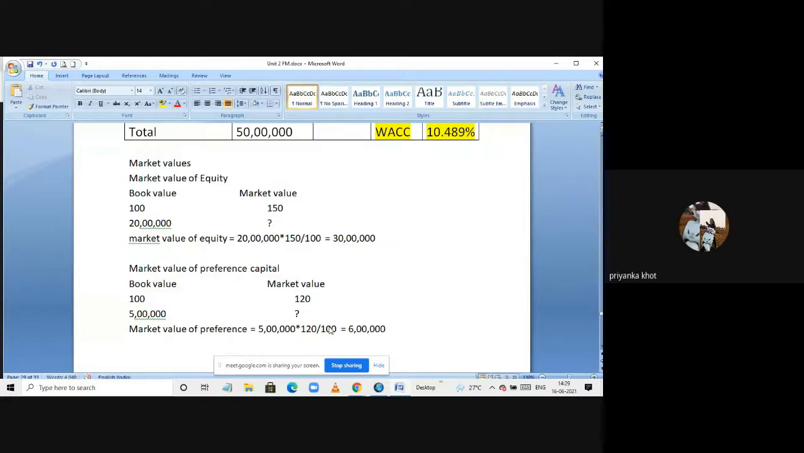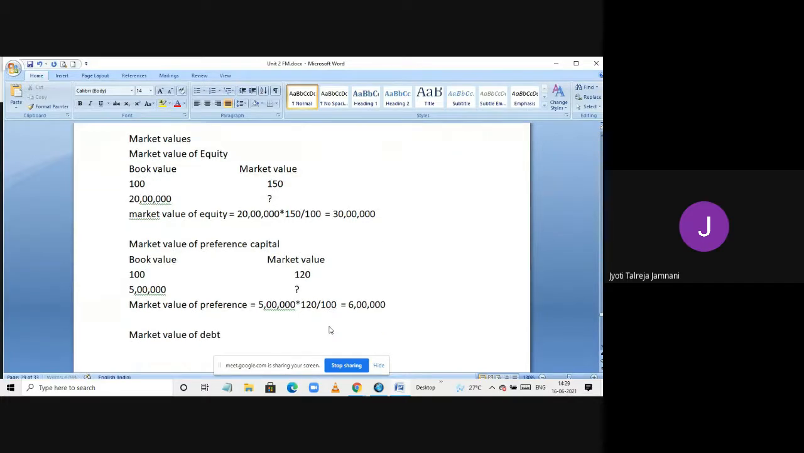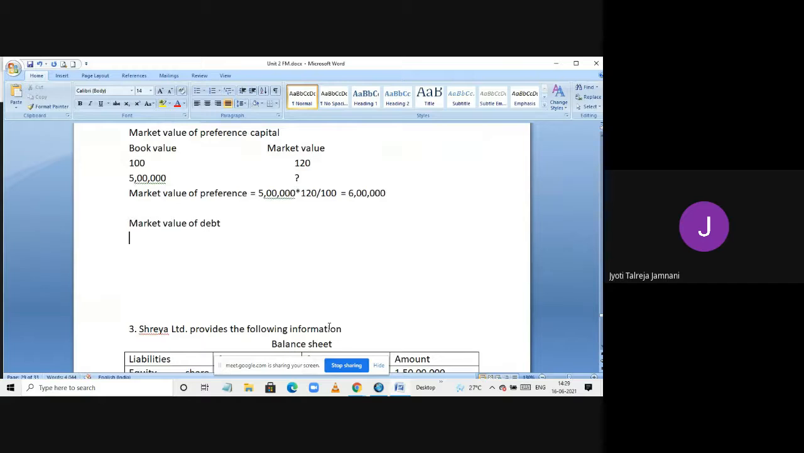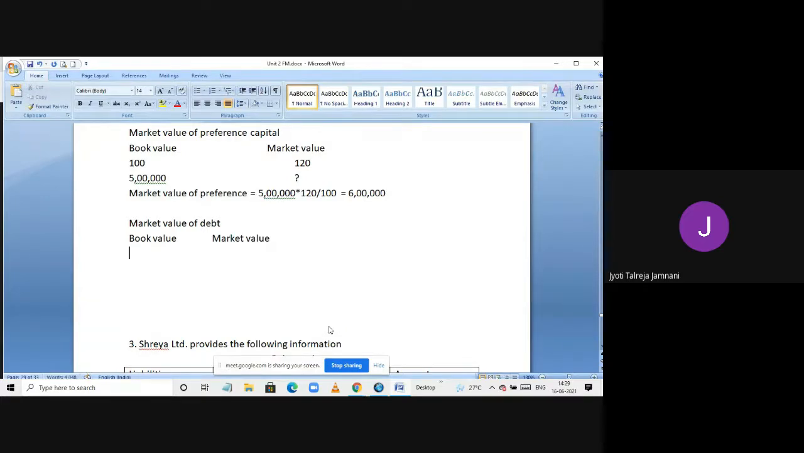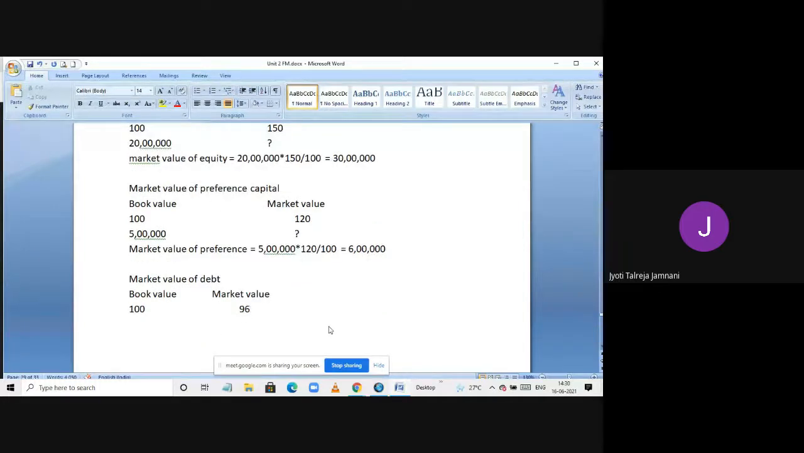Yes, ma'am. Next, we'll find the market value of debt. Again, the same book value and market value. Book value per debenture they have not given. We assume it to be 100. Market value they have told the debenture is selling for rupees 96. All this that I am taking, 150, 120, 96, it's given in that paragraph after the table, after the balance sheet. So 96 is the market value.